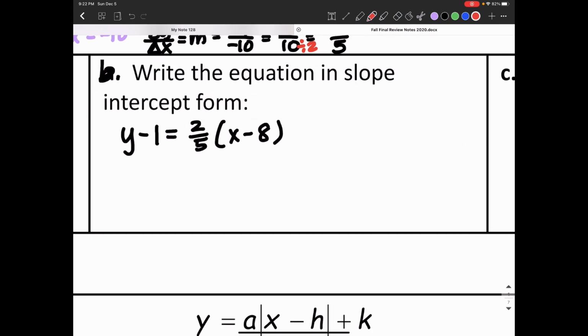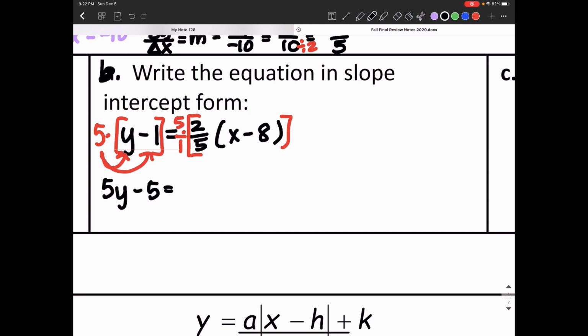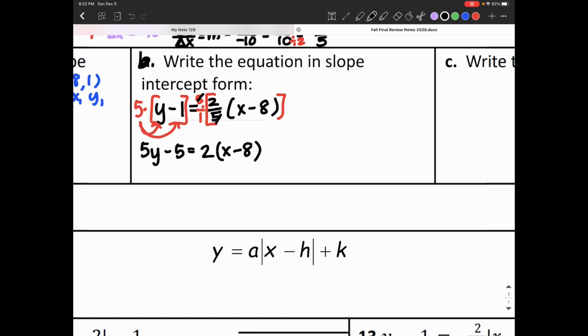First thing I'm going to do is get rid of this denominator of 5. So what I want to do on the left-hand side is multiply by 5 over 1 to get rid of that 5 in the denominator. If I do that on the right-hand side, I'm going to do that on the left-hand side. I'm going to multiply by 5. I'm going to distribute that 5 to the y and to the minus 1. So I'll have 5y minus 5 is equal to, the 5's here are going to cancel out. I'm going to be left with 2 times x minus 8.